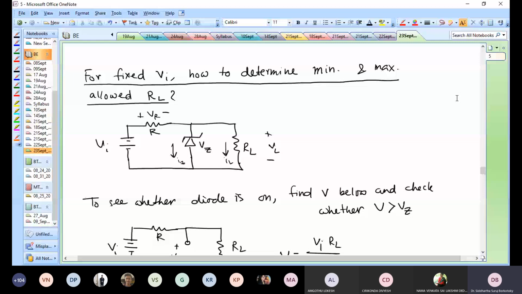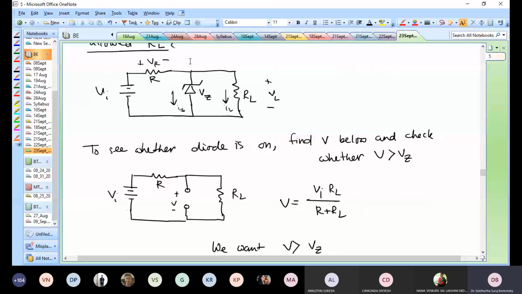Suppose our VI is fixed, suppose that our input is fixed. Then how do I know what is the minimum allowed load resistance and maximum allowed load resistance? For that, start out with the exact same analysis, no difference. You take the original Zener diode voltage regulator circuit.